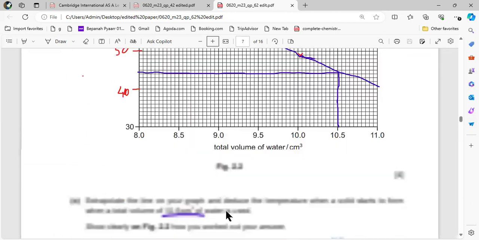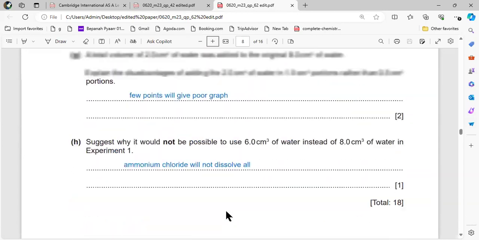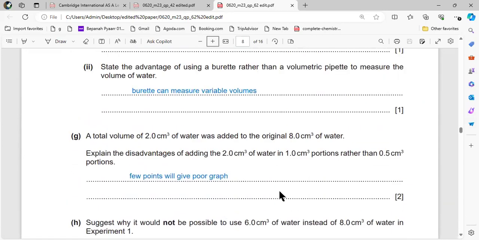So because of which, what will happen? We will get very few data. We will get very few points, and we will not be able to plot the graph properly. So the results will be poor.